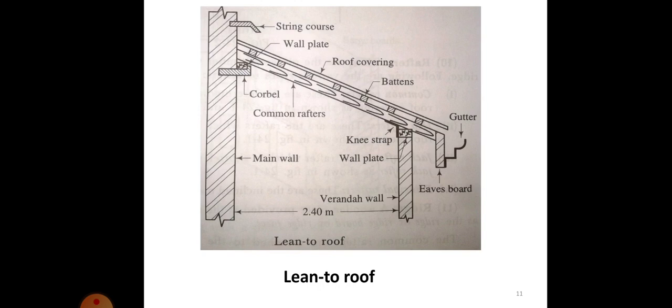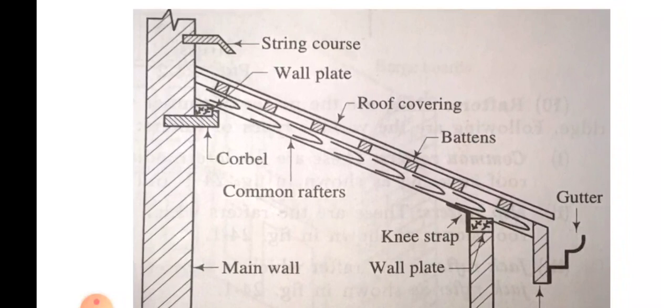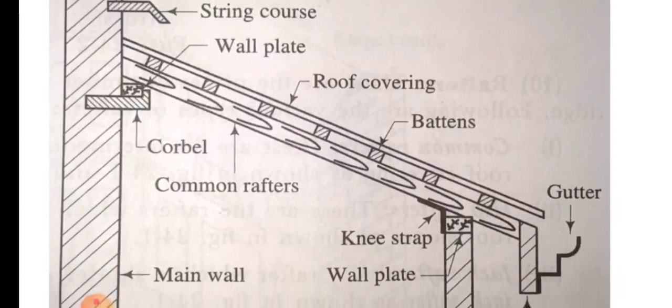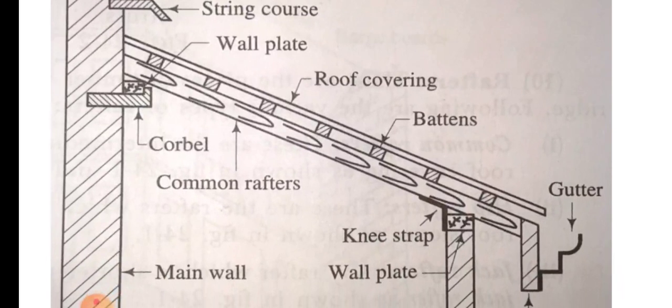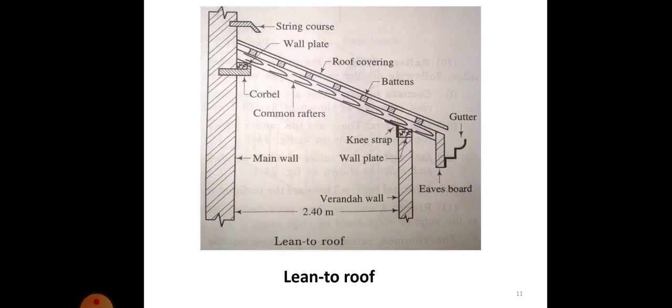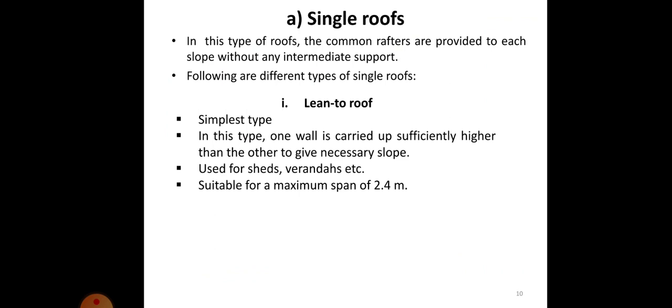Here you can see the common rafters extending from one edge, the top edge, to the bottom edge. We have two walls here. One wall is raised to a higher position, and another wall is at a lower position. In the case of a lean-to roof, the rafters extend from the higher wall to the lower wall with no intermediate support. It is the simplest type of roof, and this is used for sheds and verandas.